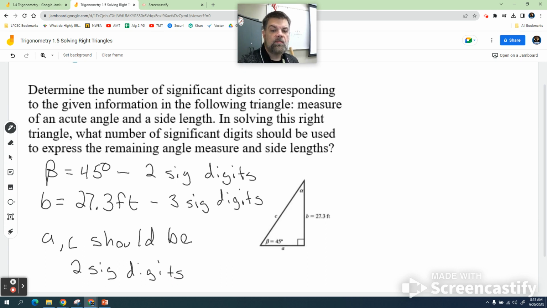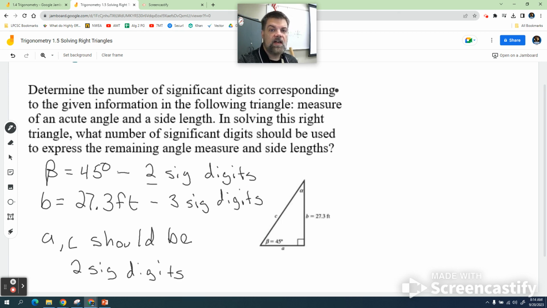So, for example, if I crank through and do the math, and we'll do an example of this after this, I might find that this side length is, I don't know, 29.56372. Well, I should only do 2 significant digits because that's the lowest number of digits that we were using to measure. Does that make sense?